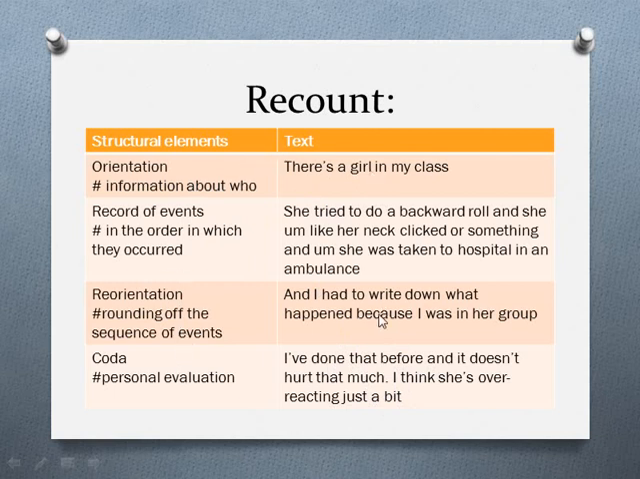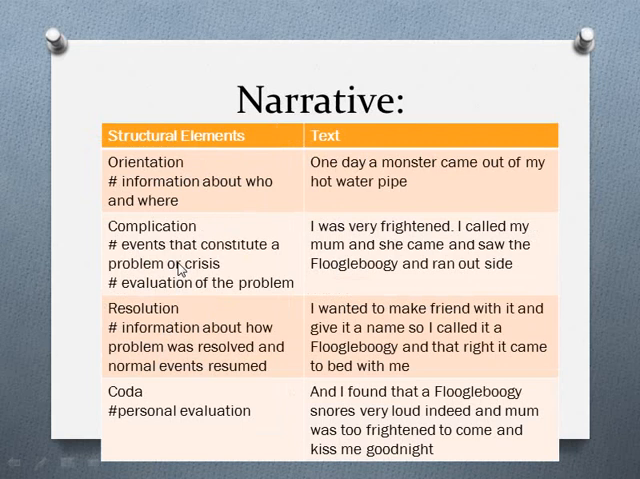This text fits recount text with these structural elements, starting with orientation, information about who, then a record of the events in the order in which they occurred. So what happened first, and then next, and then next, and then the last one. Before the last one, we have reorientation, rounding off the sequence of events and what happened. And the last one, coda, the personal evaluation. These are the structural elements of recount text. Whenever we make a recount text, we have to follow these structural elements. And then we have a look at narrative.